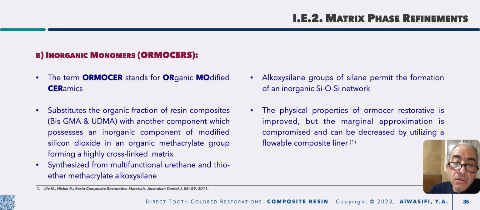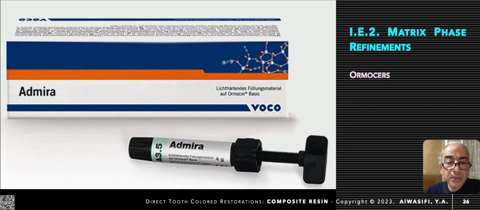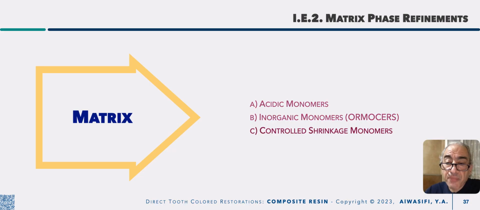The main property of this is to improve the physical properties of the material, but the marginal approximation is compromised and decreased, and you are still in need of a flowable composite as a liner under it. That's why it is now limited and nearly unavailable in the market. Okay, this is an example of it.